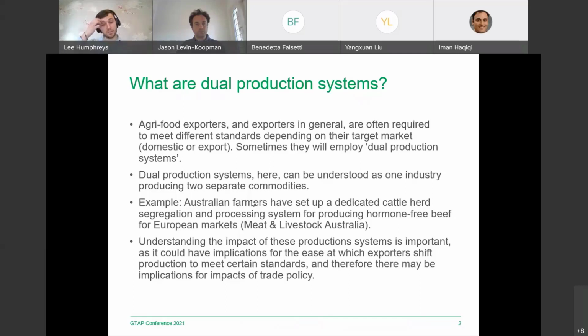So understanding the impact of these production systems is important, as it could have implications for the ease with which exporters shift production to meet certain standards. And this might have implications for the impact of trade policy, in terms of the ability they have to shift production to meet the standards of the different markets, especially if they are new markets and they've just gained access to them.